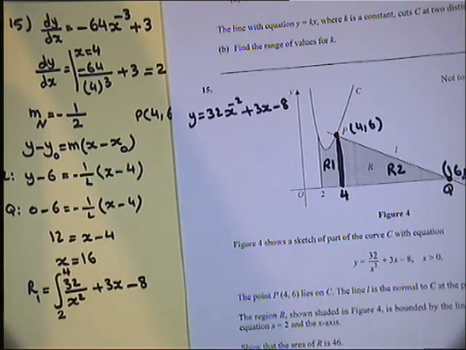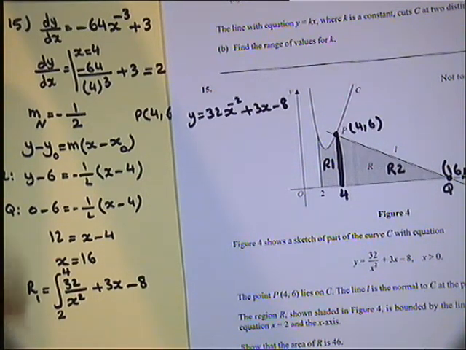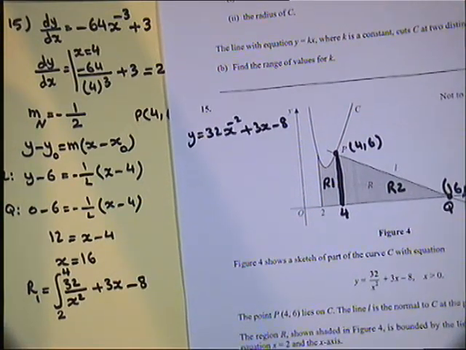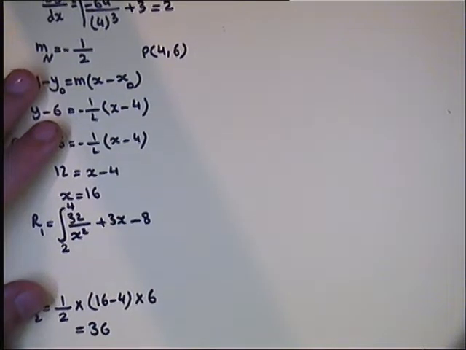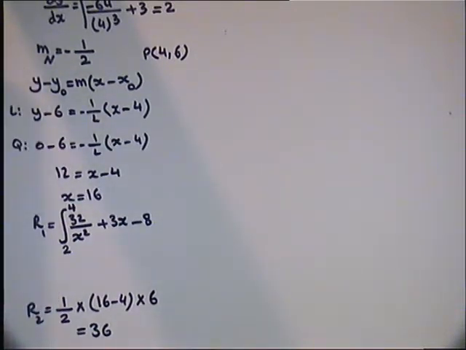For R2, we've got half base times height. The base is 16 minus 4, and the height is 6. Half times 12 times 6, which is 36. So R2 is 36. Now, to work out R1, we need to integrate the function. I already worked out R2 here.